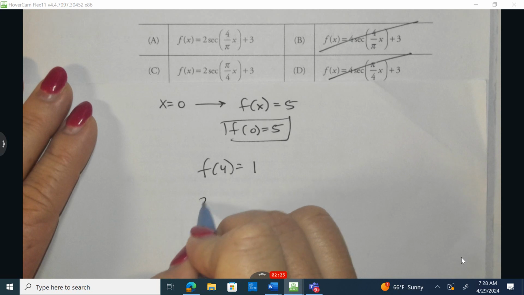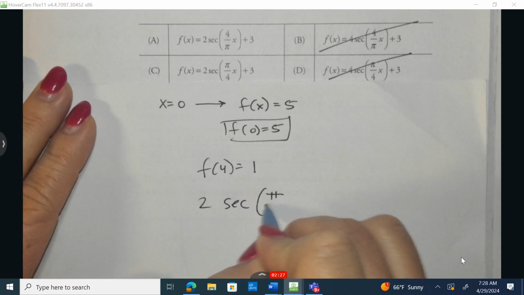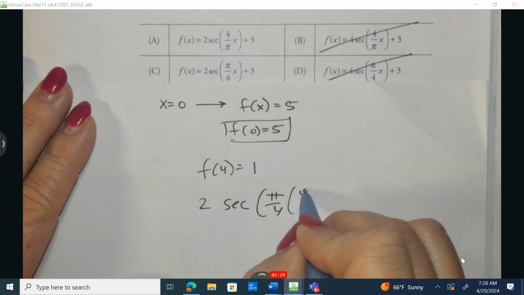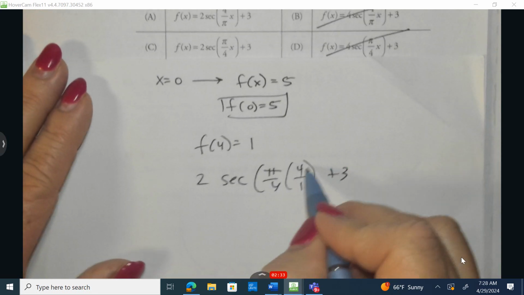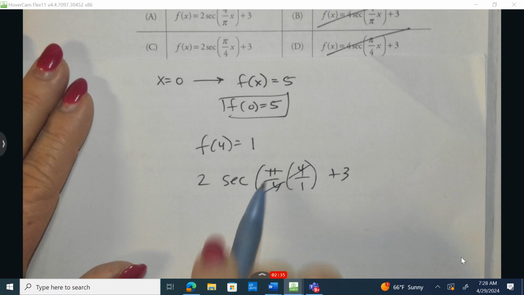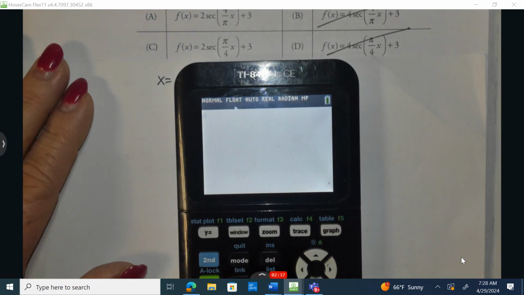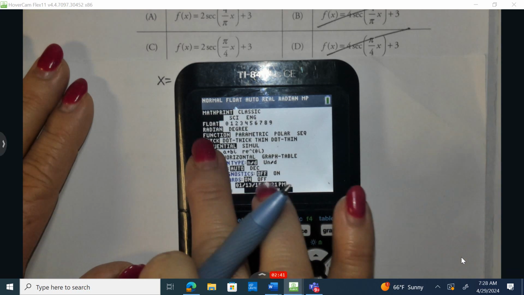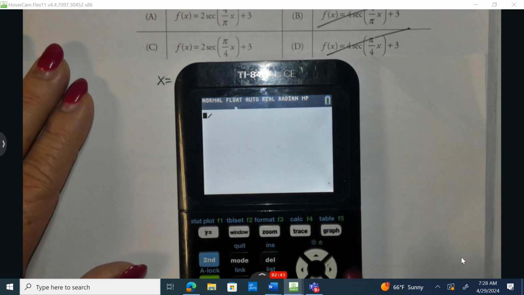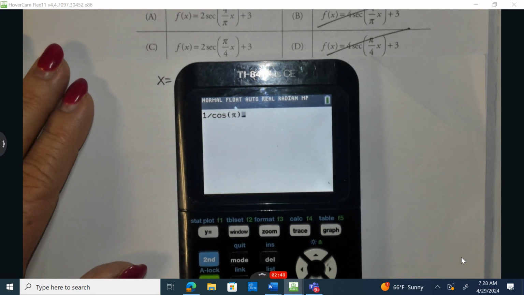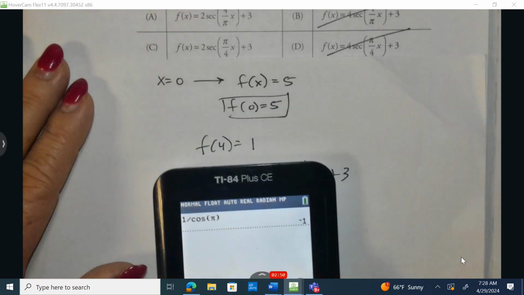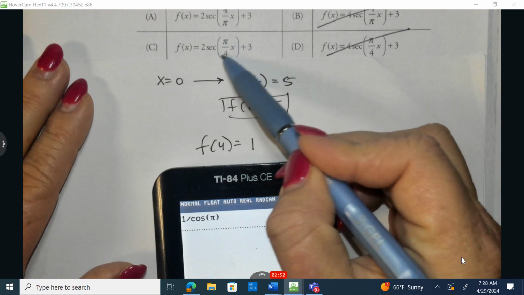So if I have 2 times the secant and I plug in 4, so 4 is here, it's like 4 over 4, and I want to see if this is right. So 4 divided by 4 gives us 1. So I have the secant of pi. How do I plug that in? 1 divided by the cosine of pi. Make sure, by the way, that you are in radians, which I am. Let's see what we get for an answer. Okay, I get negative 1.